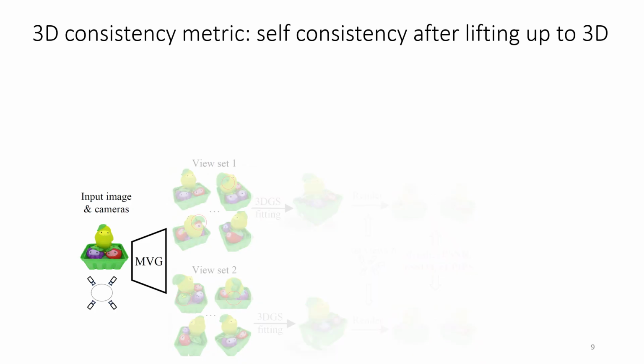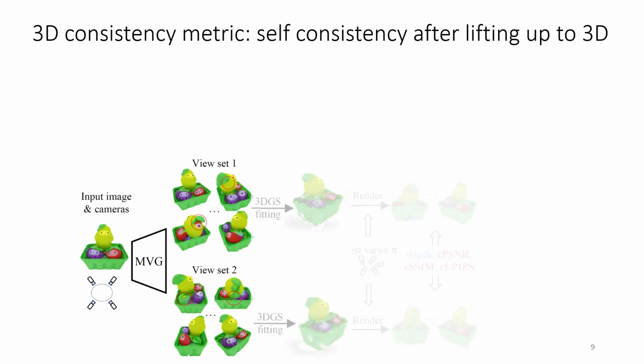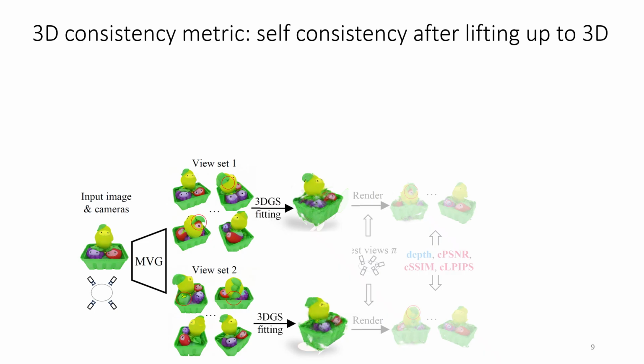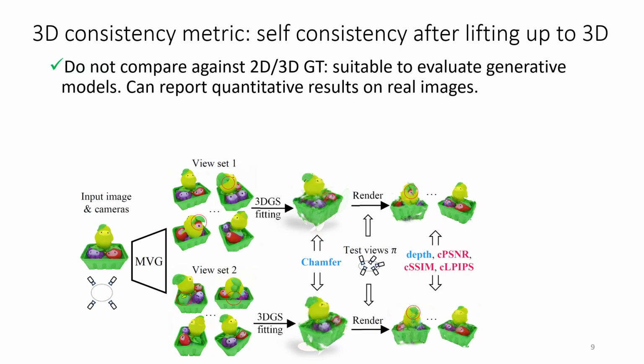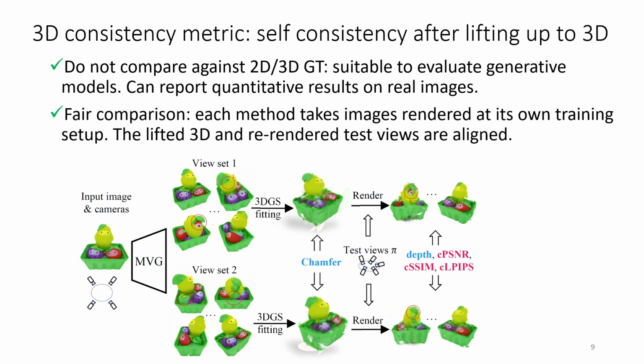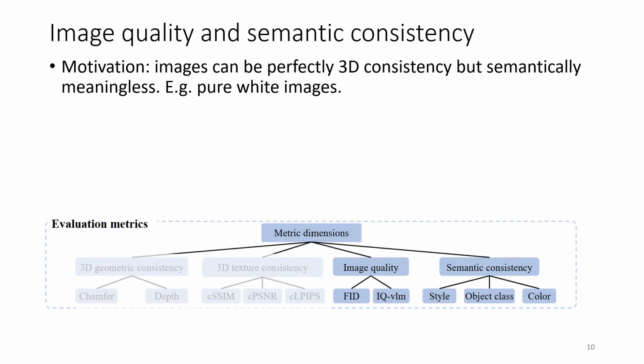Given a single image and target cameras, the multi-view generation model outputs multi-views, which are then divided into 2 view sets, and we fit 3D Gaussians to each view set. If the images are perfectly consistent, then the 2 3D Gaussians will be very similar. Hence, we use the discrepancy between the 2 3D Gaussians as the 3D consistency of multi-view images. We measure the transfer distance and errors between random 2D images. Our metric does not compare against ground truth, which is suitable for evaluation of generative models, and we can report results on real images. We can also fairly compare between methods.